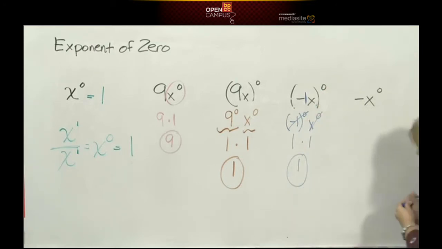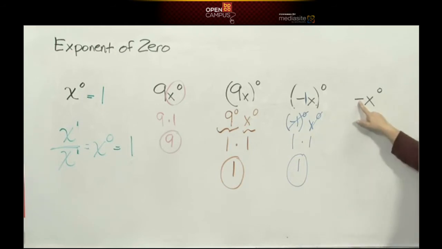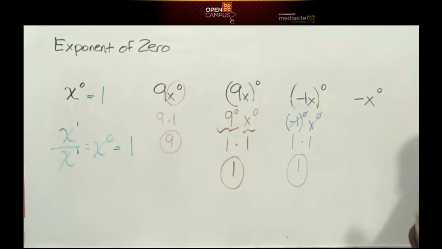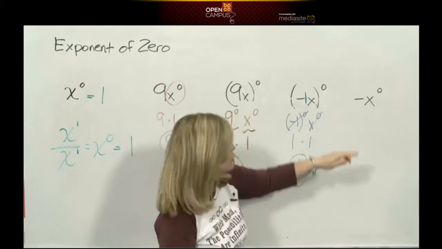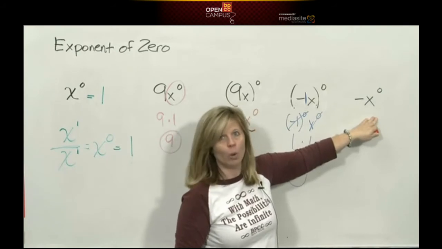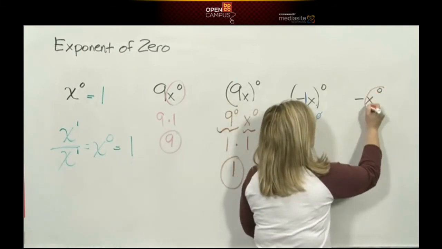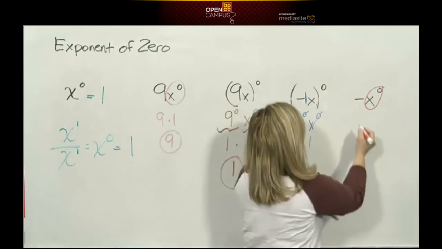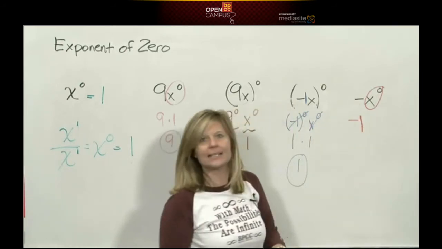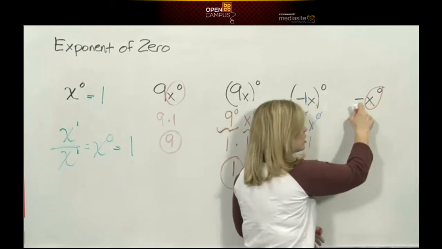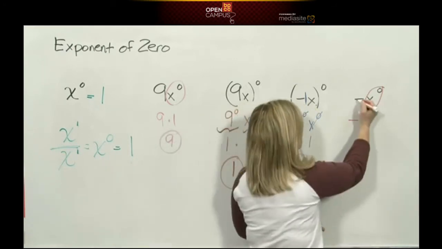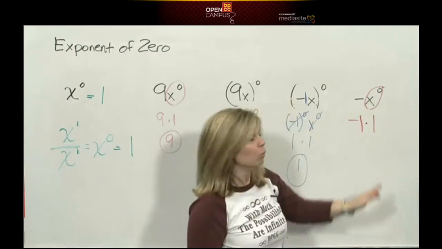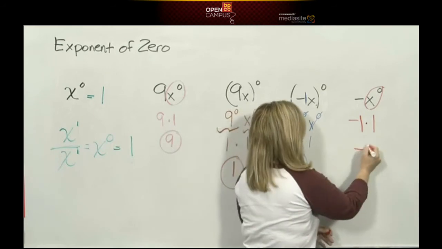Look at our last expression. Negative x to the 0. Here's the one we all get wrong because we do not pay attention. Do you see parentheses now? No. So this 0 only belongs to the x. It has nothing to do with that negative. That negative is a coefficient of -1. I will bring it down. That 0 does not belong to it. It's not in parentheses. So I'll bring my -1 down. And what is x to the 0? That's 1.